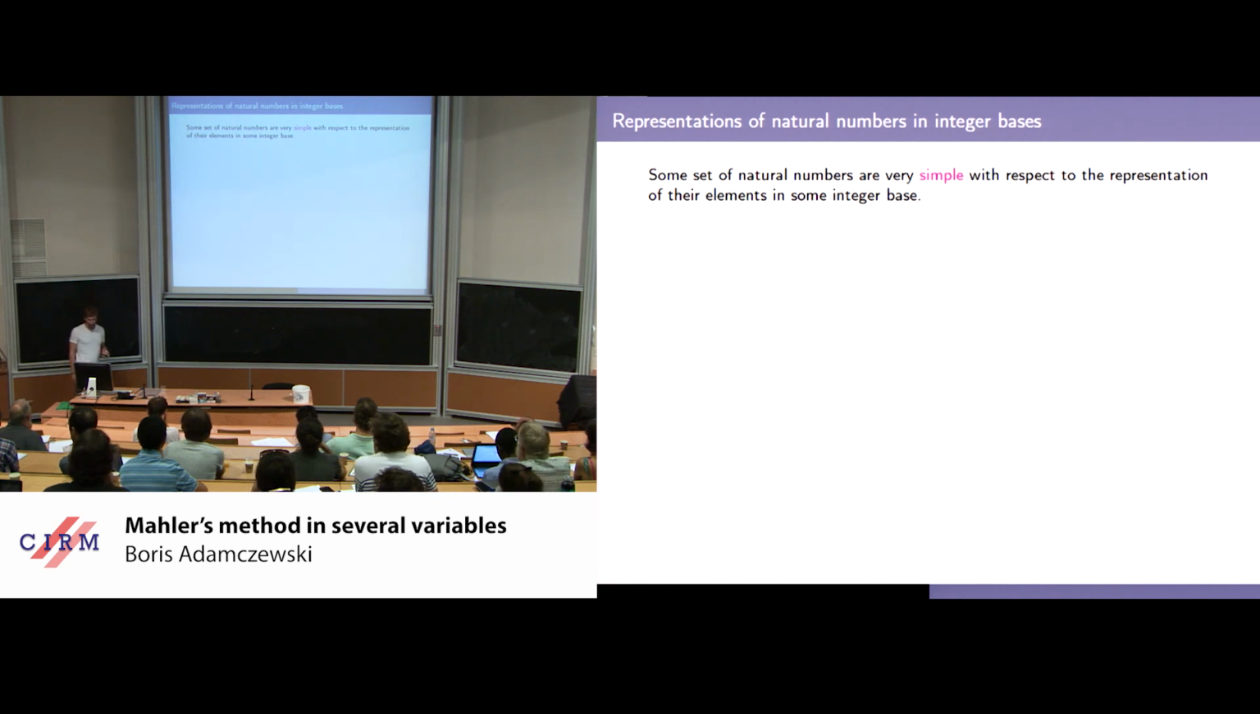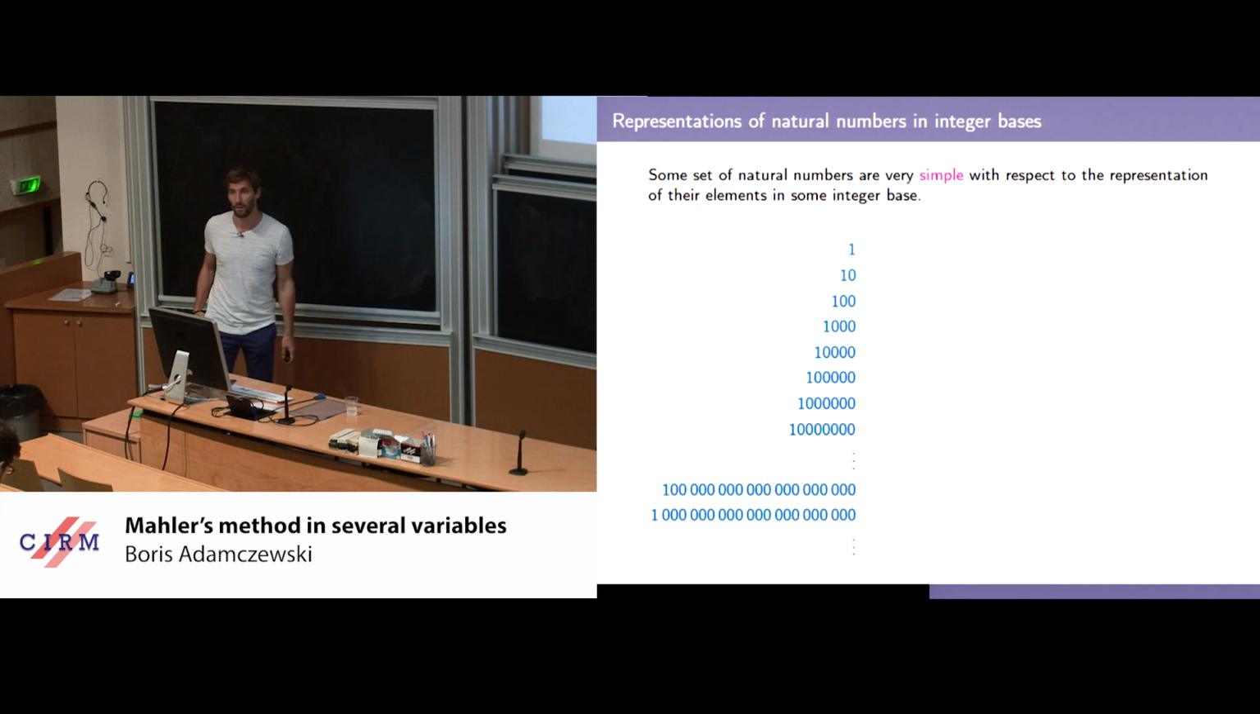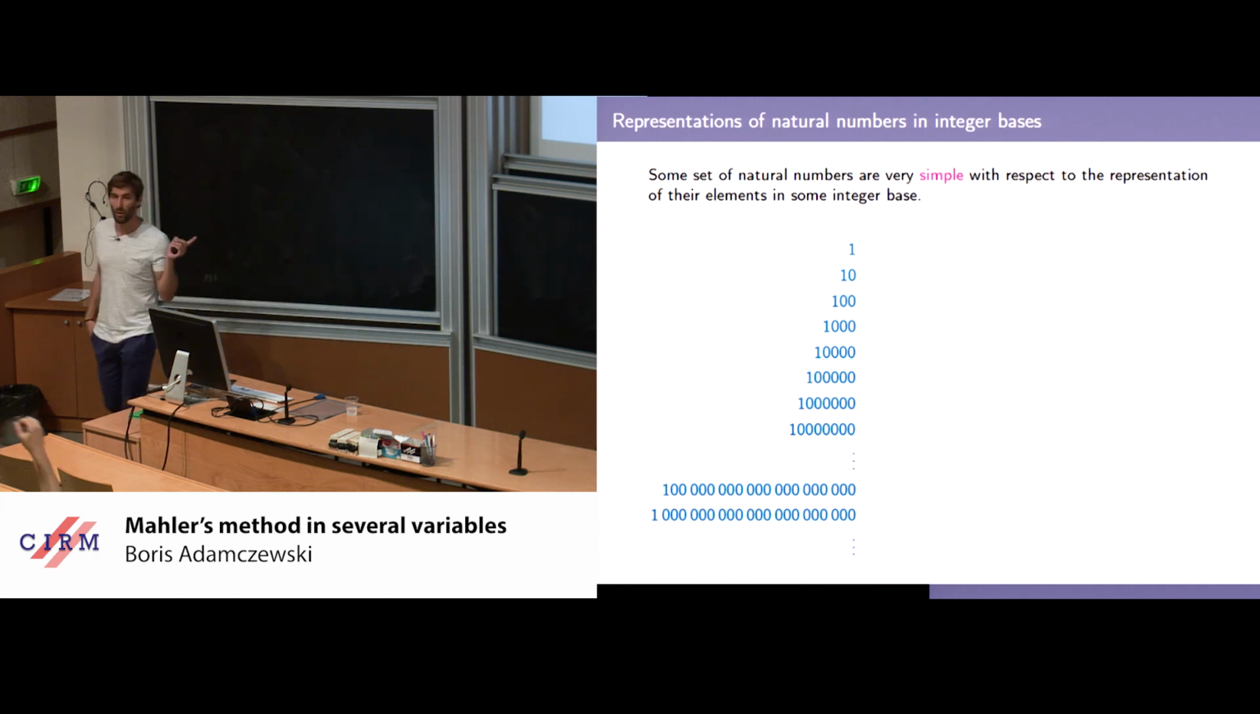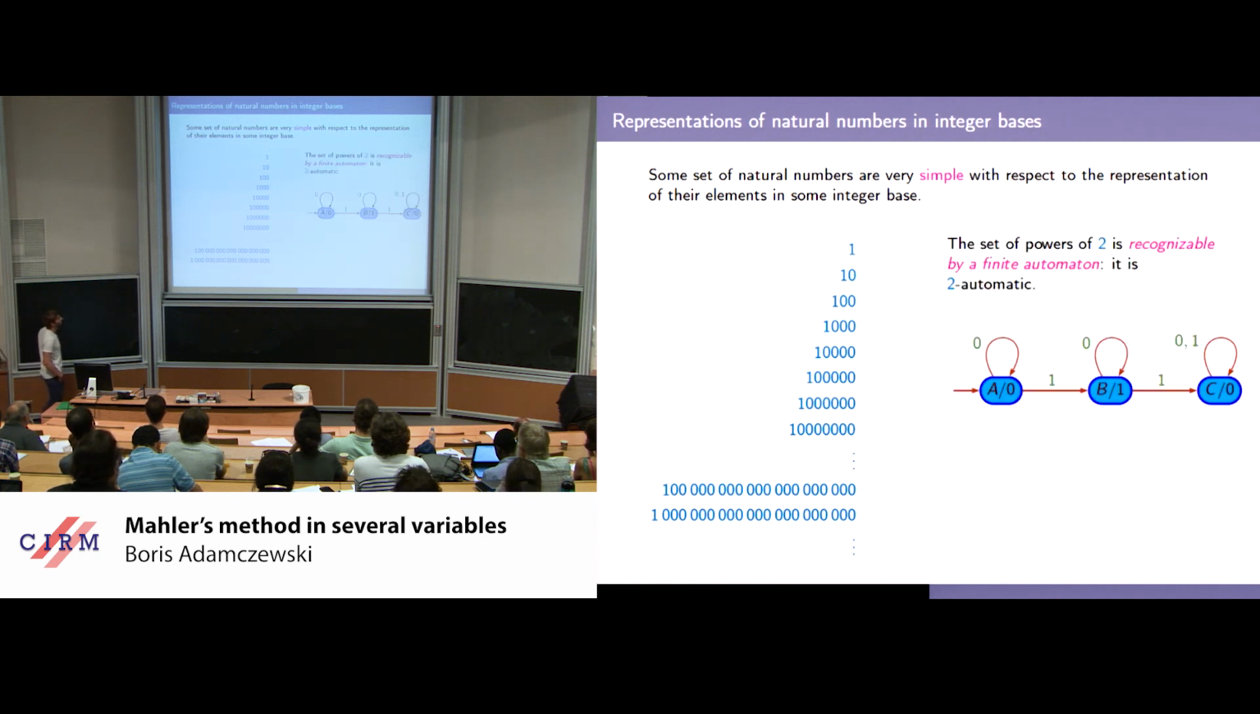We know that some special sets of natural numbers have very simple expansions in some given base. A very basic example is the set of powers of 2, which are here represented in base 2. I put the term "simple" here, and the theory of finite automata is useful to formalize this idea of what simple sets are.